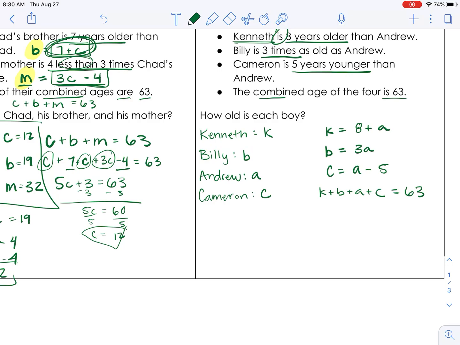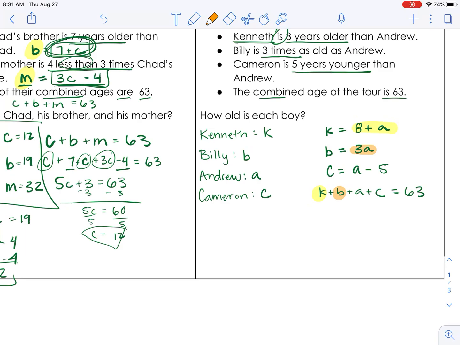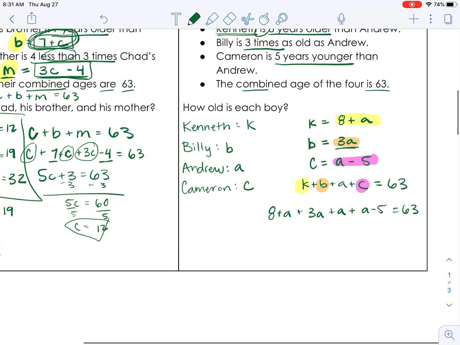All right, and we're going to do the same thing. We're just going to plug in what we know. So I know that K is equal to 8 plus A. I know that B is equal to 3A. I know that C is equal to A minus 5. So I'm going to plug those in. So 8 plus A plus our B, which is the same thing as 3A, plus A, plus our C, which is A minus 5, is all equal to 63.